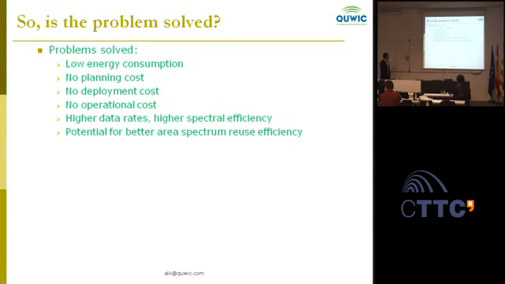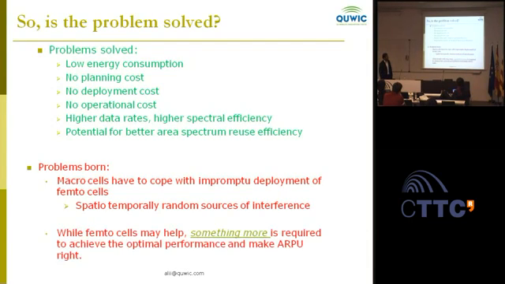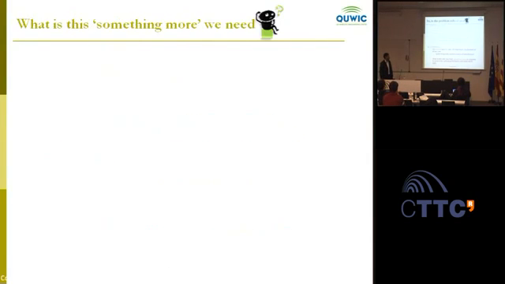it seems that femtos are a rescue mission, and they are really going to make our life easy. But if life was so easy, then nobody would ever have thought about heaven. The problem is it's not only the femto cells which have to have SON. If you put femto cells in your network, you need to have SON everywhere in your network, even in macro cells.